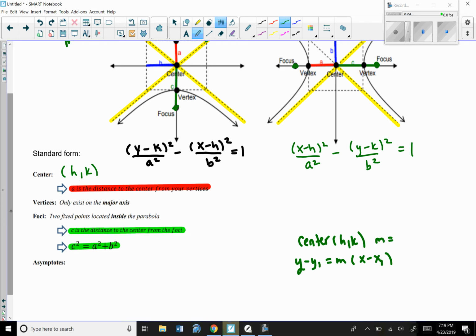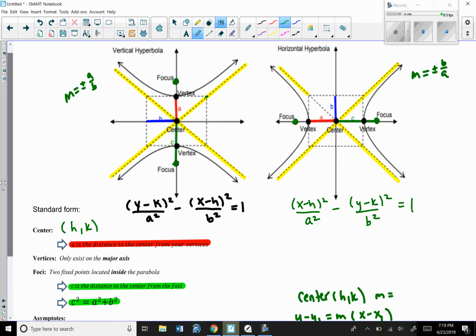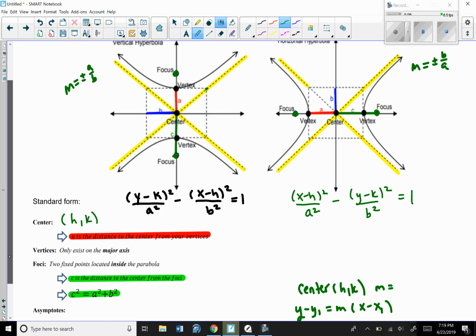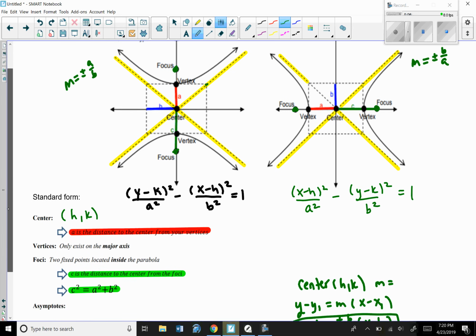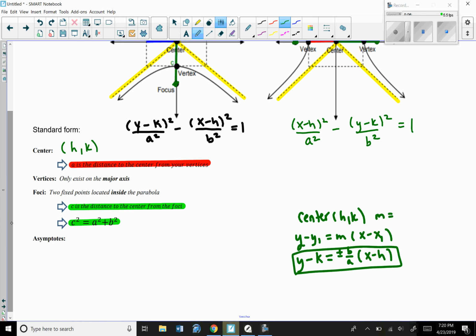And so if we are looking at the one above, which is horizontal, we're going to use the slope being plus or minus b over a. So in this case, y minus, and our y1 is the k value, so y minus k equals our slope, which is plus or minus, again, b over a times x minus h. That gives the equation for the horizontal hyperbola's asymptotes.